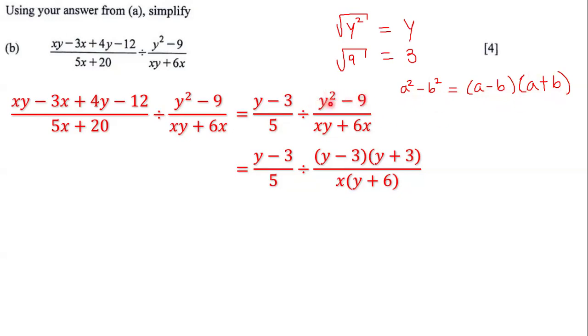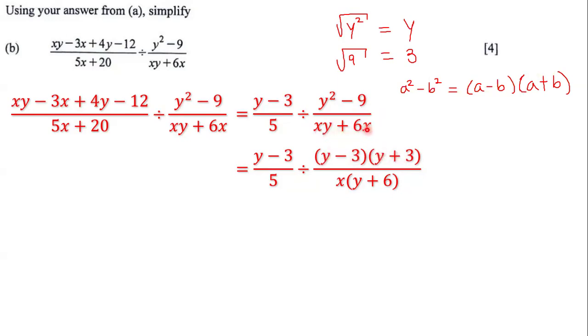So if we apply the difference of two squares to y squared minus 9, well, we find the square root of y squared, which is y. We find the square root of 9, which is 3. And so what we have to do is subtract them and add them. So y squared minus 9 is equal to y minus 3 times y plus 3.